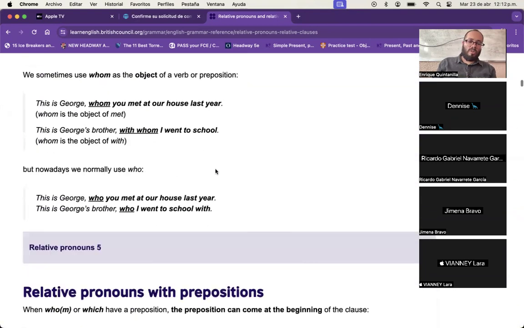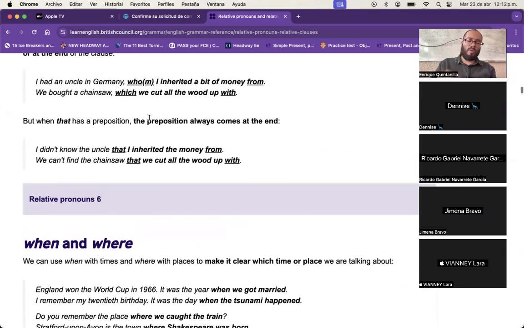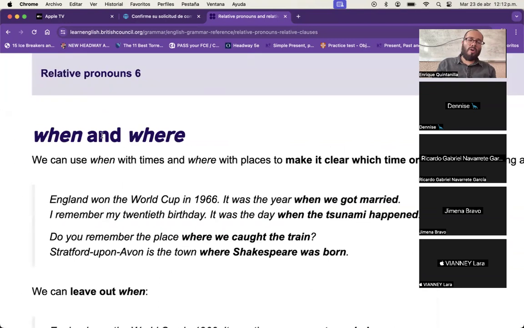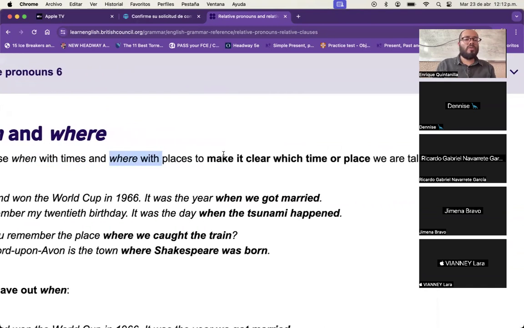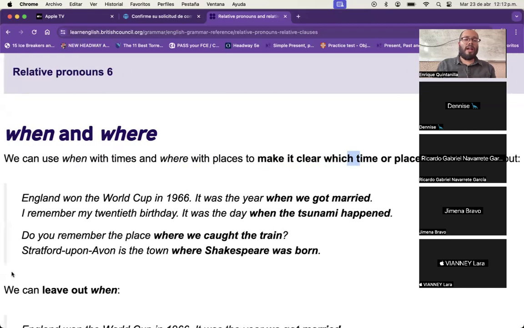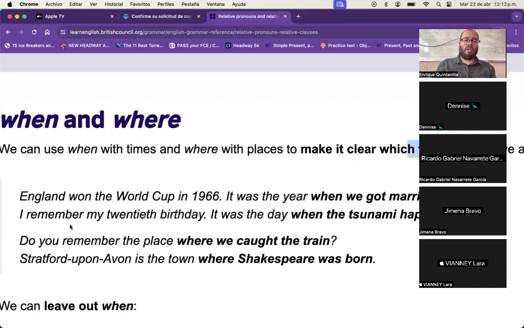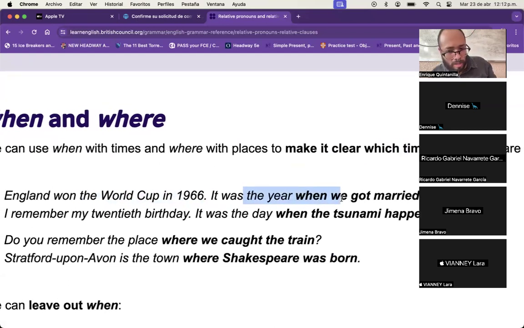Okay, that's it. That is for who and which, no? So what about when and where? We can use when with time, and where with places to make it clear which time or place we are talking about. For example, England won the World Cup in 1966. It was the year when we got married.